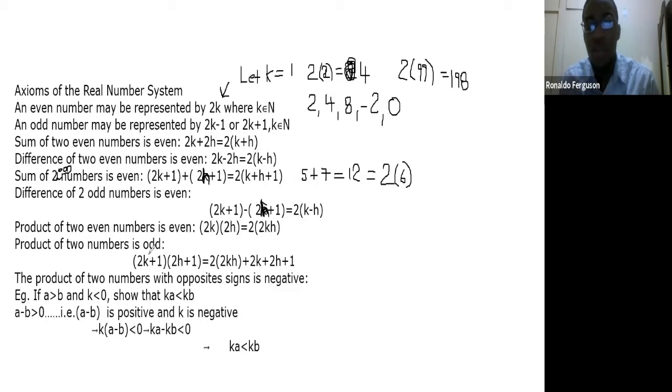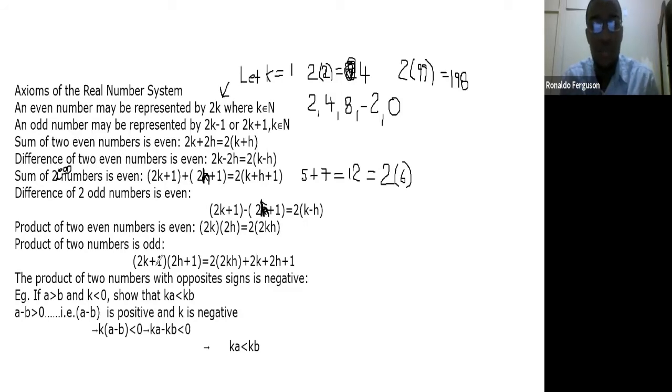Now the product of two odd numbers is odd. So if you multiply two odd numbers, 3 times 7, you get 21. Or you multiply two odd numbers, 5 times 9, you get 45. The product of two odd numbers will always be odd.